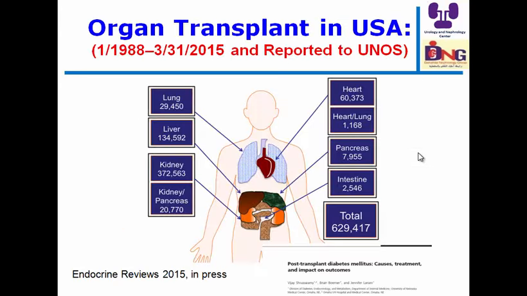Regarding the harvest of solid organ transplants in the United States, from January 1988 to the end of March this year, in the United States, they have 629,000 transplants. The majority of transplants are kidney, liver, heart. Look at kidney and pancreas, 20,000, and pancreas alone, 7,000 patients.